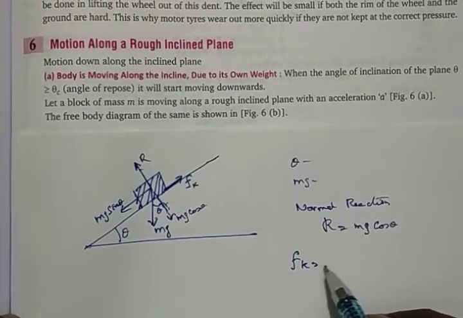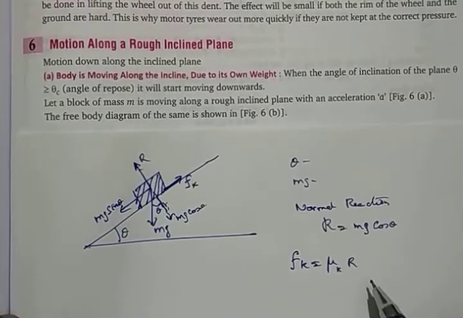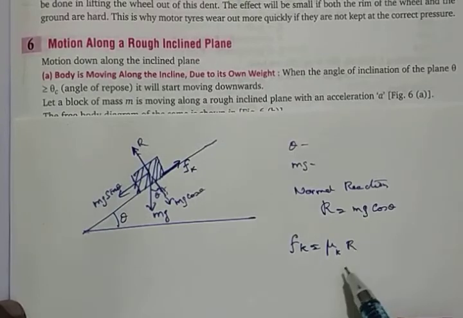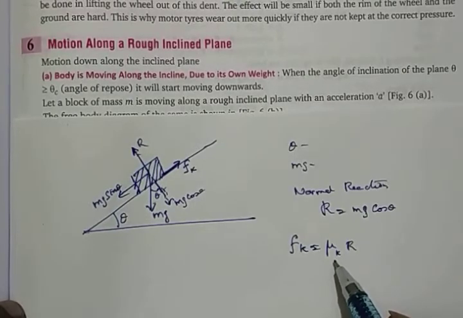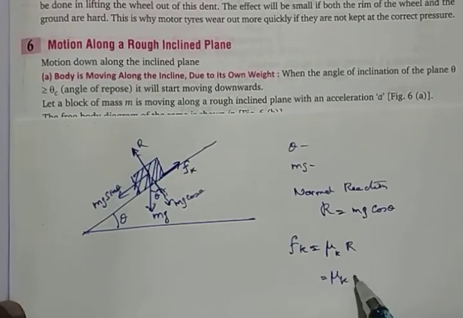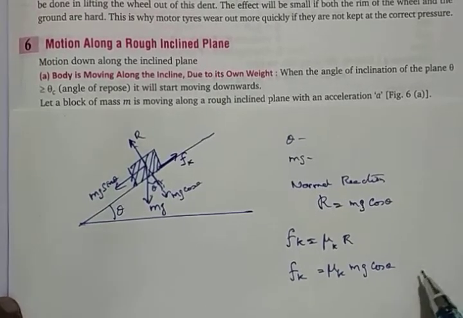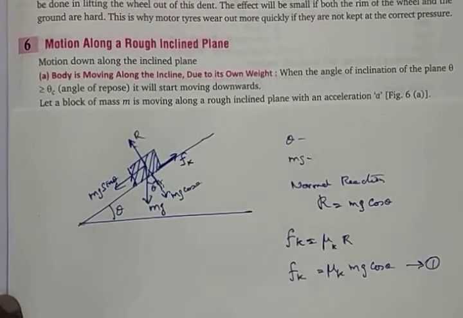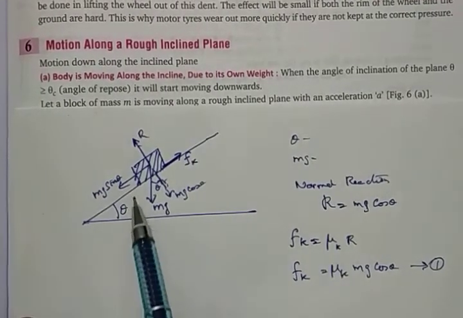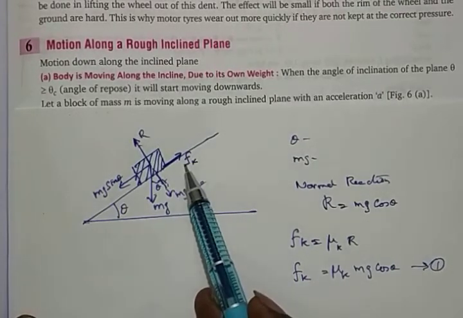Fk is equal to mu k into R. So we know what mu k is. Mu k means it is the coefficient of kinetic friction, and R is equal to mg cos theta, so Fk is equal to mu k mg cos theta. This one you can put as equation number 1. So now the body is moving down in this direction here, so the frictional force is in the opposite direction.